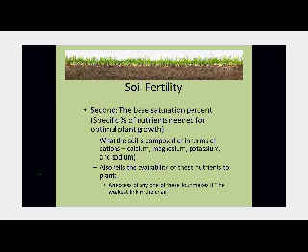The second thing after your CEC is your base saturation percent. This is the percent of your nutrients that should be what we consider optimal for plant growth. This is a composition of your cations, which is your calcium, magnesium, potassium, and sodium. So this is the percentages of these, not pounds. Now we're talking percentages of each of these cations in there. It also tells you the availability of these nutrients.